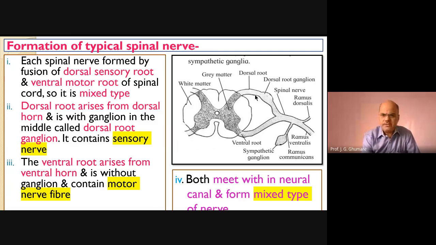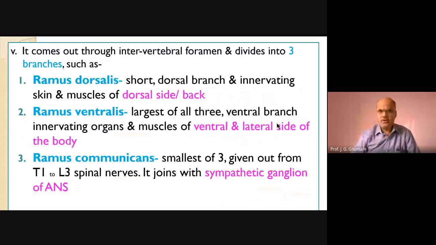Remember, the cell body will be here, and this is called a dorsal root ganglion. I told you this tract is sensory nerve. The ventral root arises from the ventral horn, but we don't have any ganglion because the ganglion will be near the organ. And the one which contains motor nerve, both will meet within the neural canal, and that will form a type of nerve.